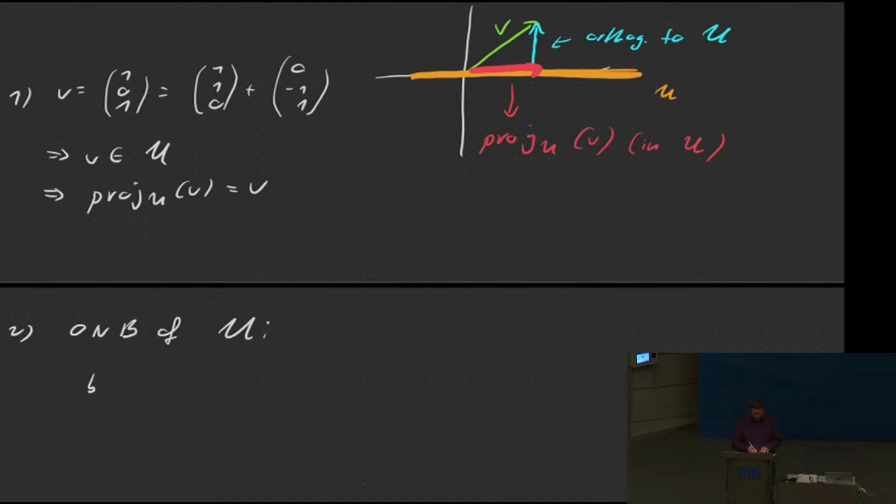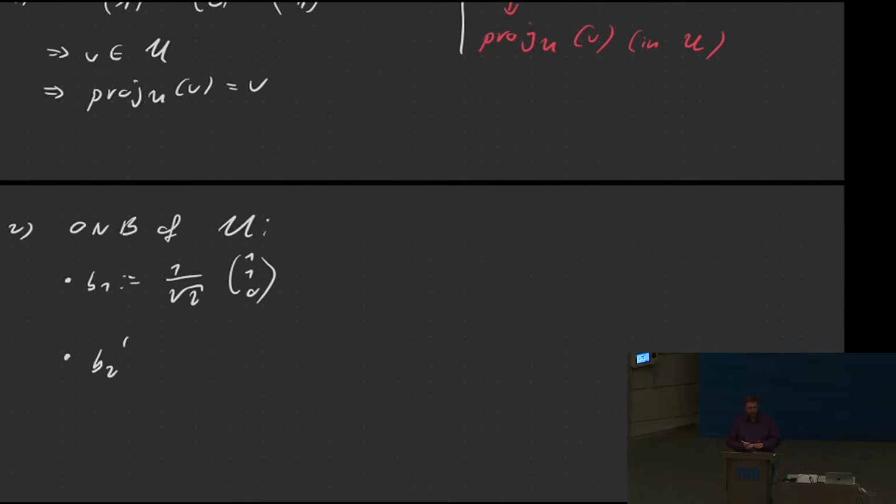Okay, so we do Gram-Schmidt. The first basis vector is the normalization of the first vector in U. Let's just start with this (1, 1, 0). The length of that is the square root of 2, so we just need to normalize that. Right, that's the first part.